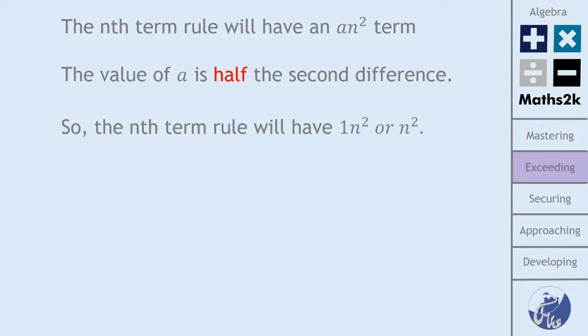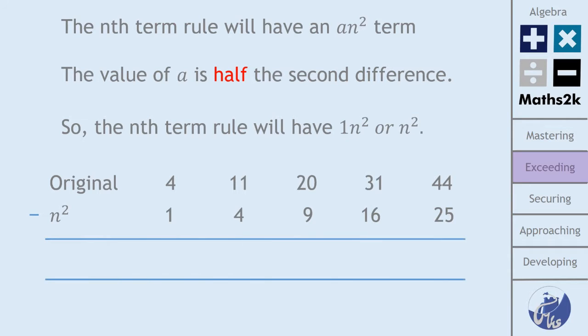So the nth term rule will have 1n squared, or what would be far neater is just n squared, as part of that rule. The rest of that rule will be made up of a linear nth term rule, and we'll find that out separately. So I take our original sequence, and what I'm going to do is write out the sequence for my n squared part of the rule, and then I'm going to find the difference, and I'm going to see what it is that I have left. In doing that, what I find is that my remaining sequence should be a linear sequence, one which I should be able to find an nth term rule for a bit quicker.